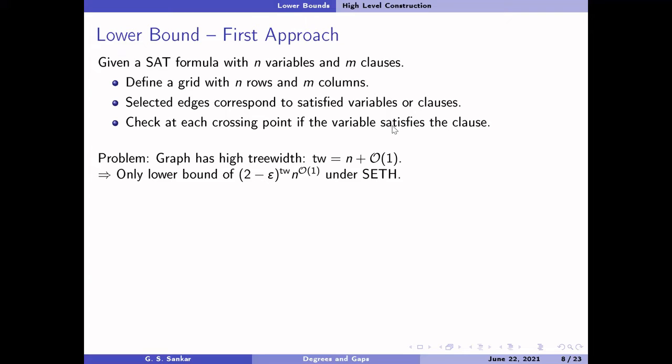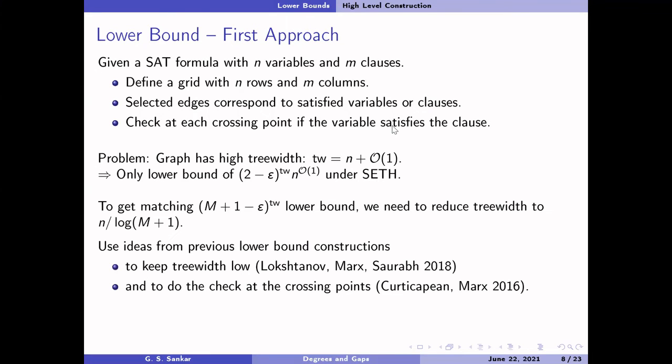And if m is more than n, this has a high tree width. This has a tree width of something like n plus a constant. So even if we can do all this verification, this doesn't give us the required lower bound, because the tree width is something like n. So you start from SETH, where you assume that there's no 2 minus epsilon to the n algorithm for SAT. And using this, you can only get a 2 minus epsilon to the tree width lower bound, because tree width is something like n plus a constant. So we need to reduce the tree width somehow to get the m+1 minus epsilon to the tree width lower bound that we want. And we'll be using some ideas to do this.